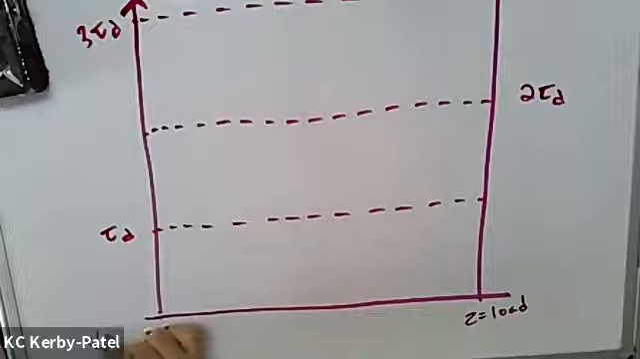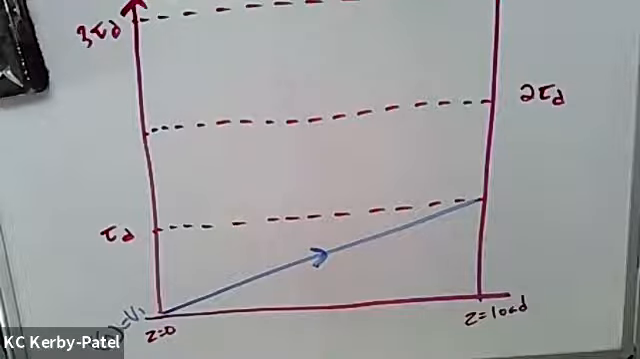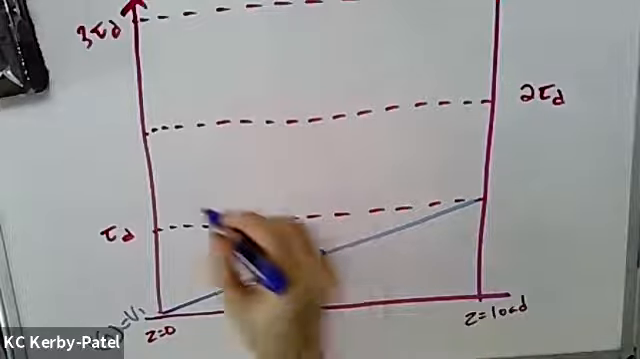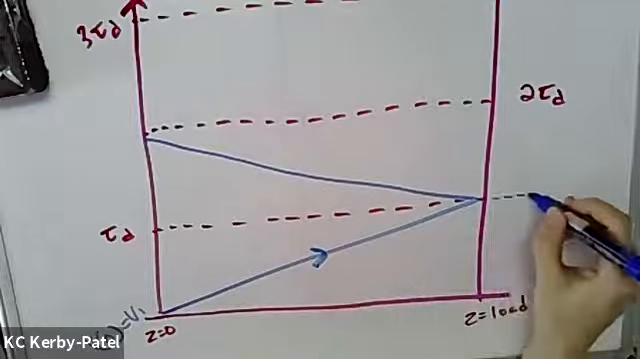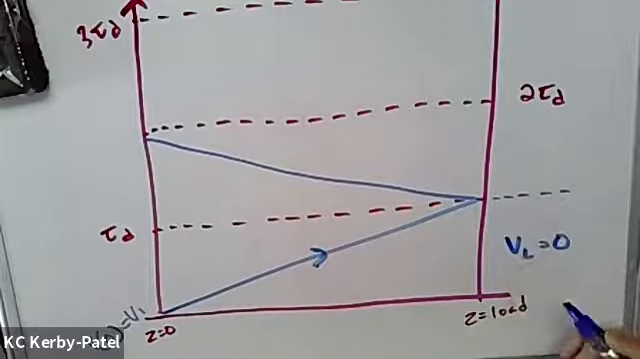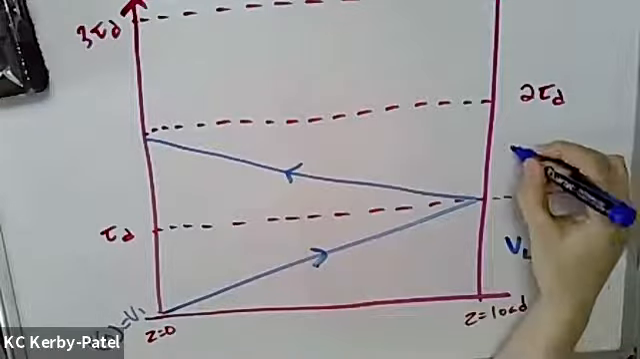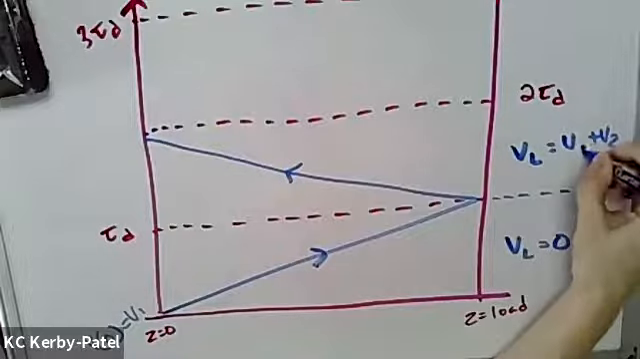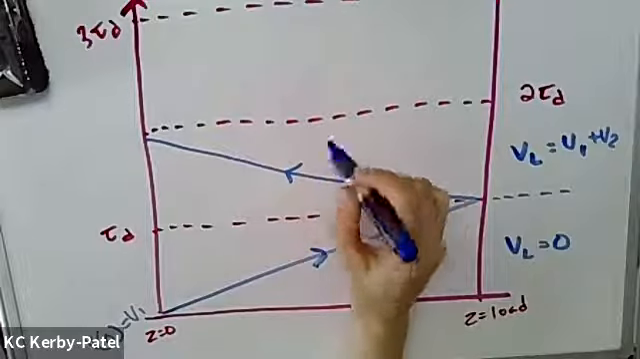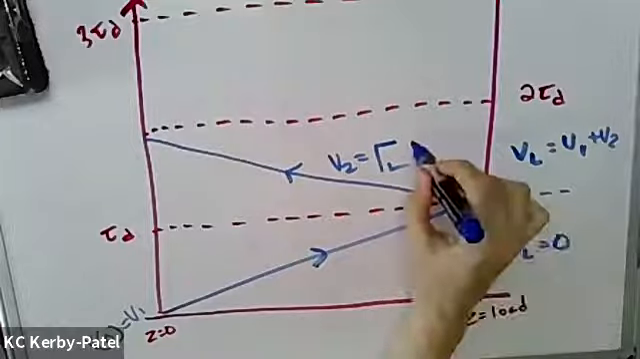So the voltage at time 0 is just V1. And that propagates down until you get to the load. Then you have a reflection. Below this point, V_L is just equal to 0 because no voltage has arrived here yet. Above this point, V_L is V1 plus V2. And V2 is equal to the load reflection coefficient times V1.